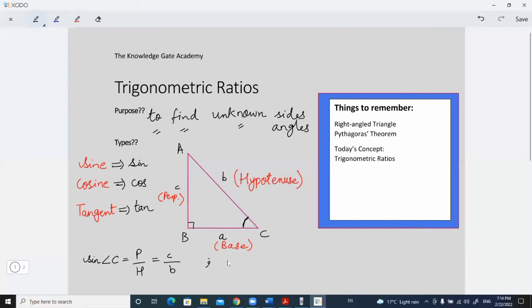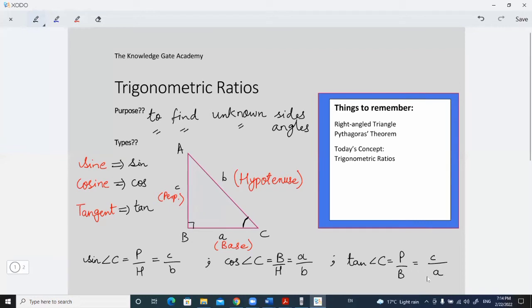What about the next ratio, cosine? Cos of angle C will be equal to base over hypotenuse. What is the base in this case? The side adjacent to the angle and the right angle is small a, and the hypotenuse is the same, b. So a divided by b. What about the third ratio? Tangent of angle C will be equal to perpendicular over base. Perpendicular according to angle C is small c, and the base is small a.